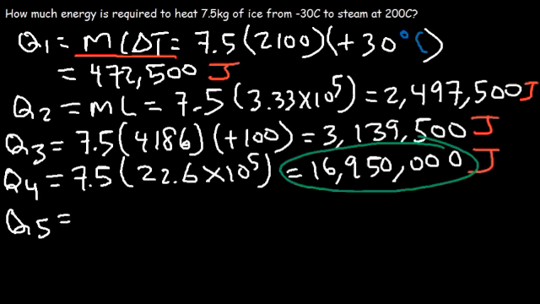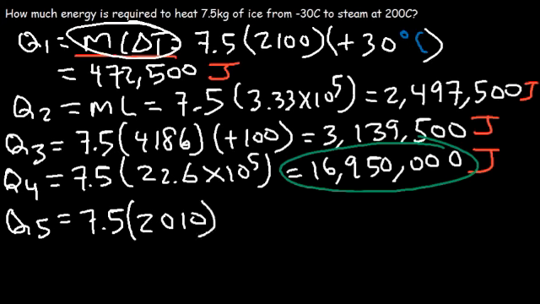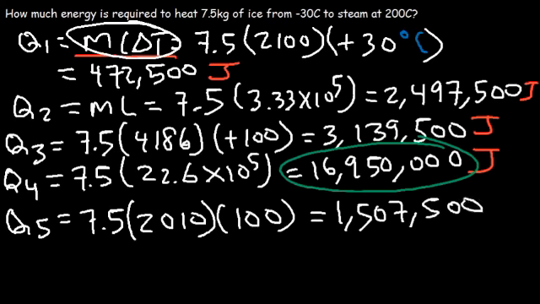Now what about Q5? That's the energy required to go from 100 to 200 degrees Celsius while water is in the vapor phase. So we need to use this equation again. The specific heat capacity for steam is about 2010, and the change in temperature is positive 100. And so this is equal to 1,507,500 joules.